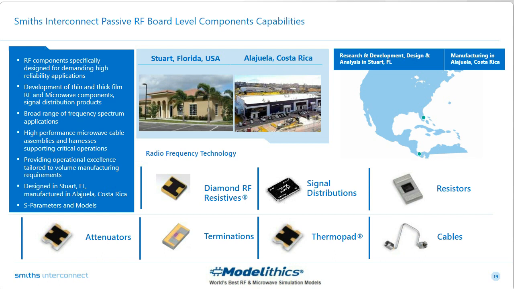Along with board level components, we also make several series of cable assemblies, harnesses, supporting critical operations. We have the ability to ramp up manufacturing quickly for high volume requirements to support the customer's new space demanding needs and schedules. We offer S parameters and models for easy design in. We've partnered with Monolithics to deliver models and independent S parameters for our customers who purchase their design libraries.